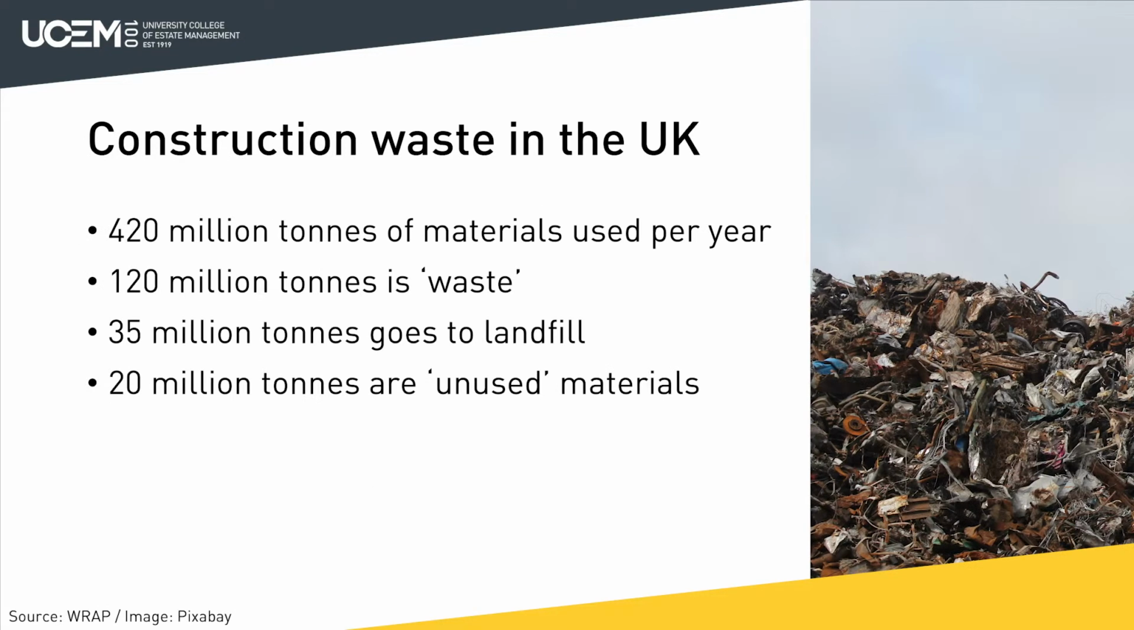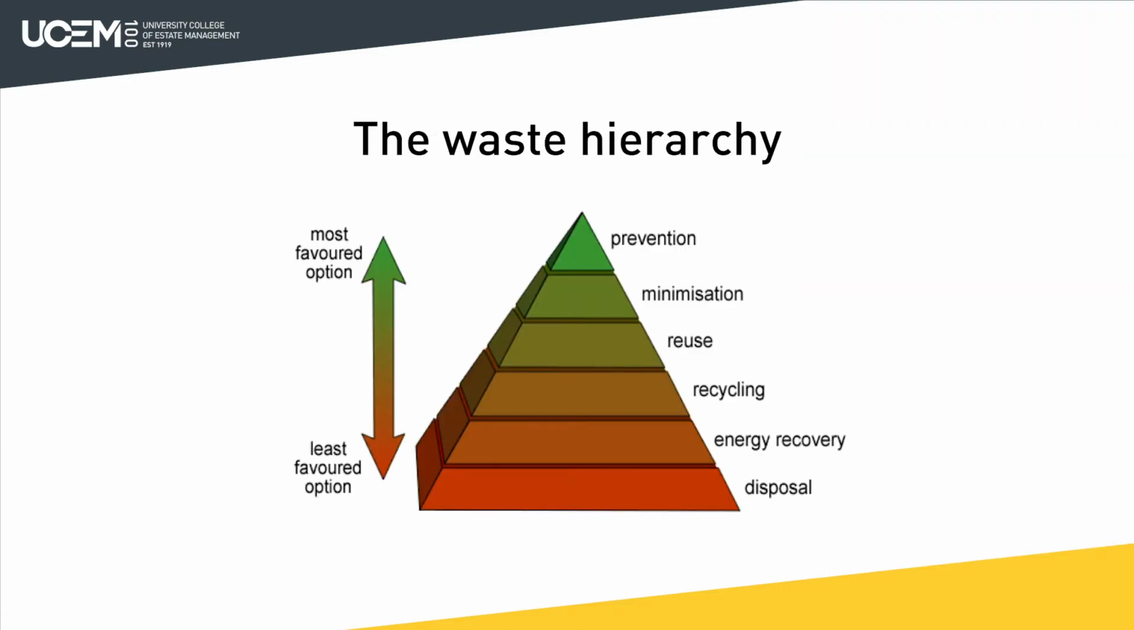It's not just about how and what materials are sourced, transported and used, but also how materials can be over-ordered and how they can end up as waste. Here are some quite alarming statistics. So in the UK alone, 420 million tonnes of materials are used per year, of which 120 million tonnes is waste, 35 million tonnes goes to landfill, and 20 million tonnes are actually unused materials, potentially from over-ordering. The waste hierarchy shows prevention of waste as the most favoured option and disposal as the least favoured option, and it has been shown that CO2 can be reduced by up to 30% through the careful selection of materials alone.